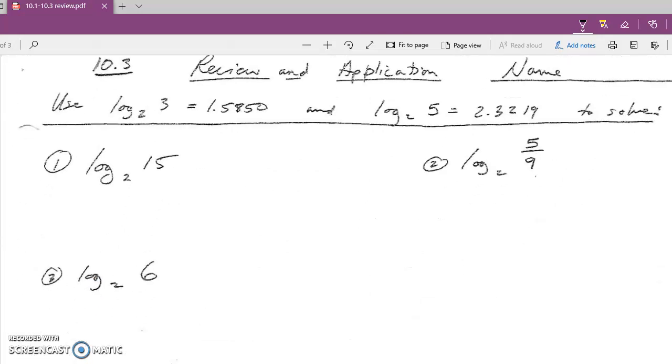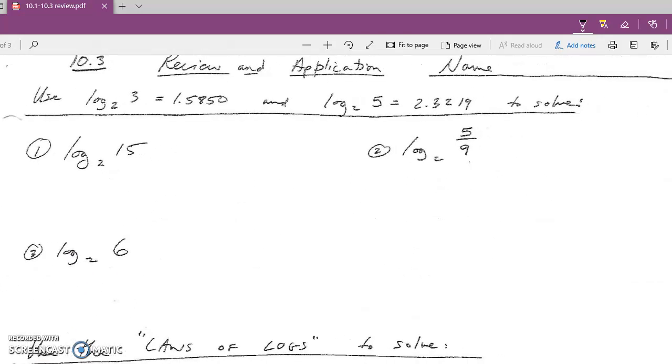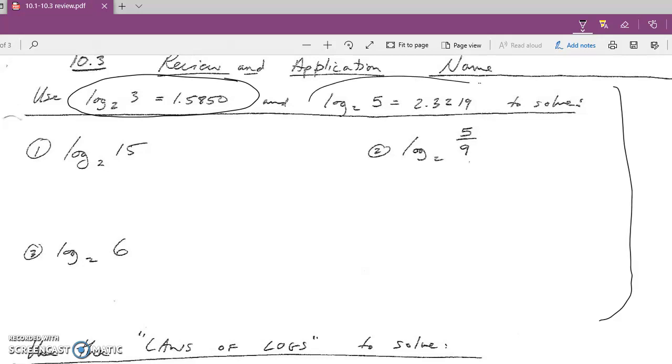Now, when you get to the last page, there's really two kinds of problems. These problems are very different than the ones below. On these, you're trying to use your properties of logs to help you solve it. Now, you know that the log base 2 of 3 is 1.58. And you know that the log base 2 of 5 is 2.3219. So, basically, how is that going to help me solve this problem?